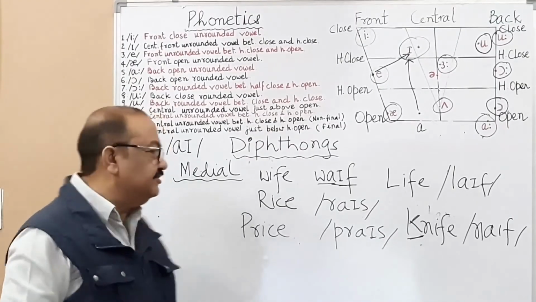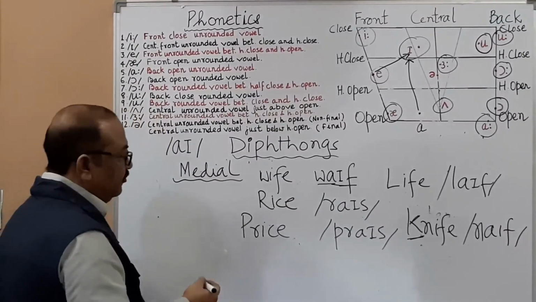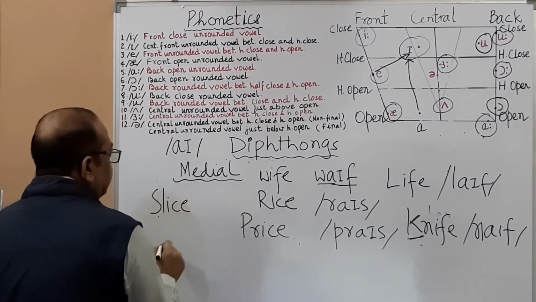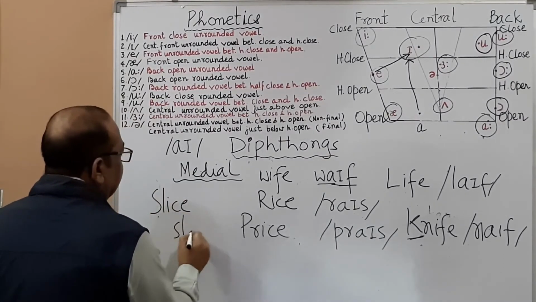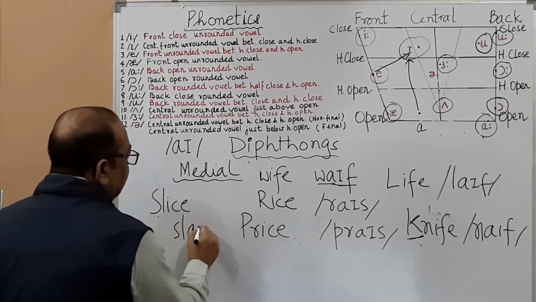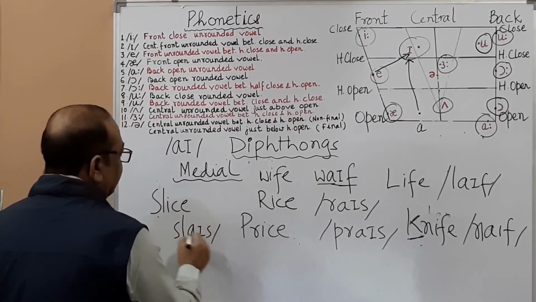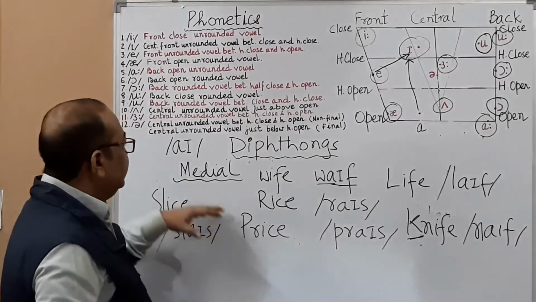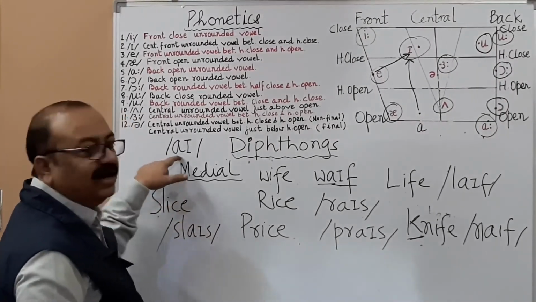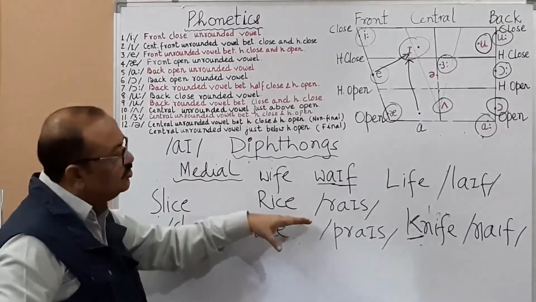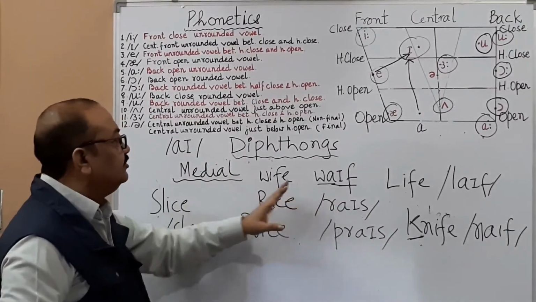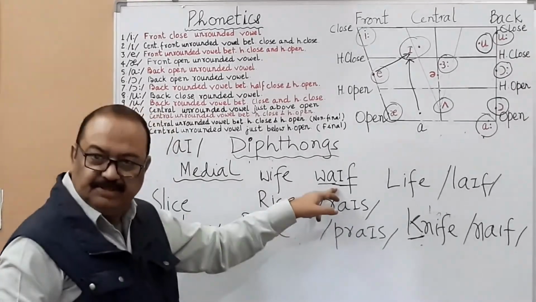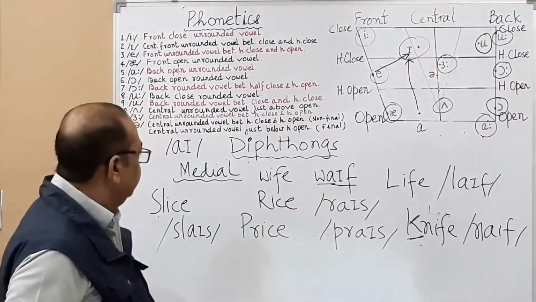Any more? Slice. Okay. Slice of bread. This is how you spell it. S-L-I-C-E. Slice. Okay. So here this is the middle position of I diphthong. Easy to transcribe. Easy to say. Imagine words with the medial sound.